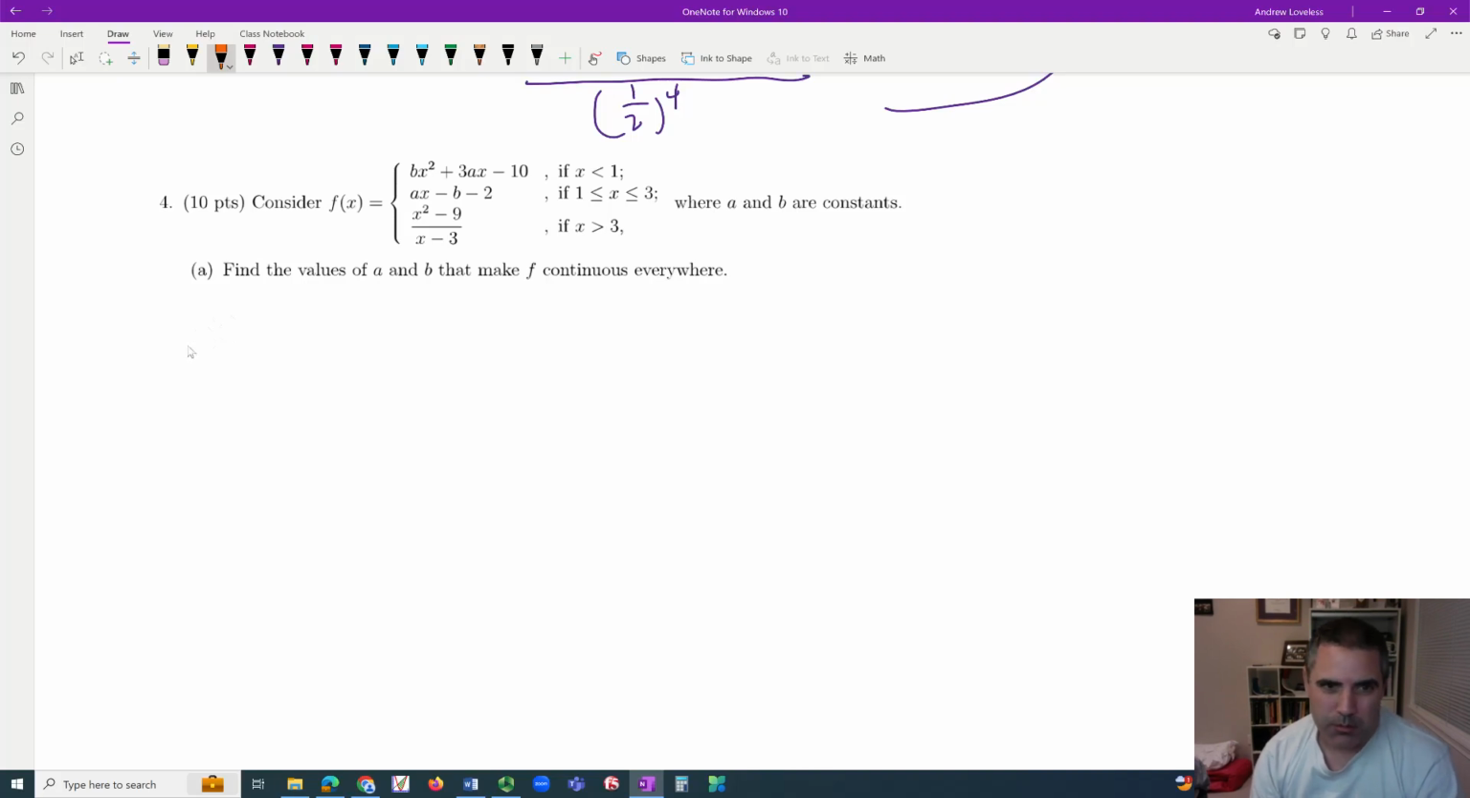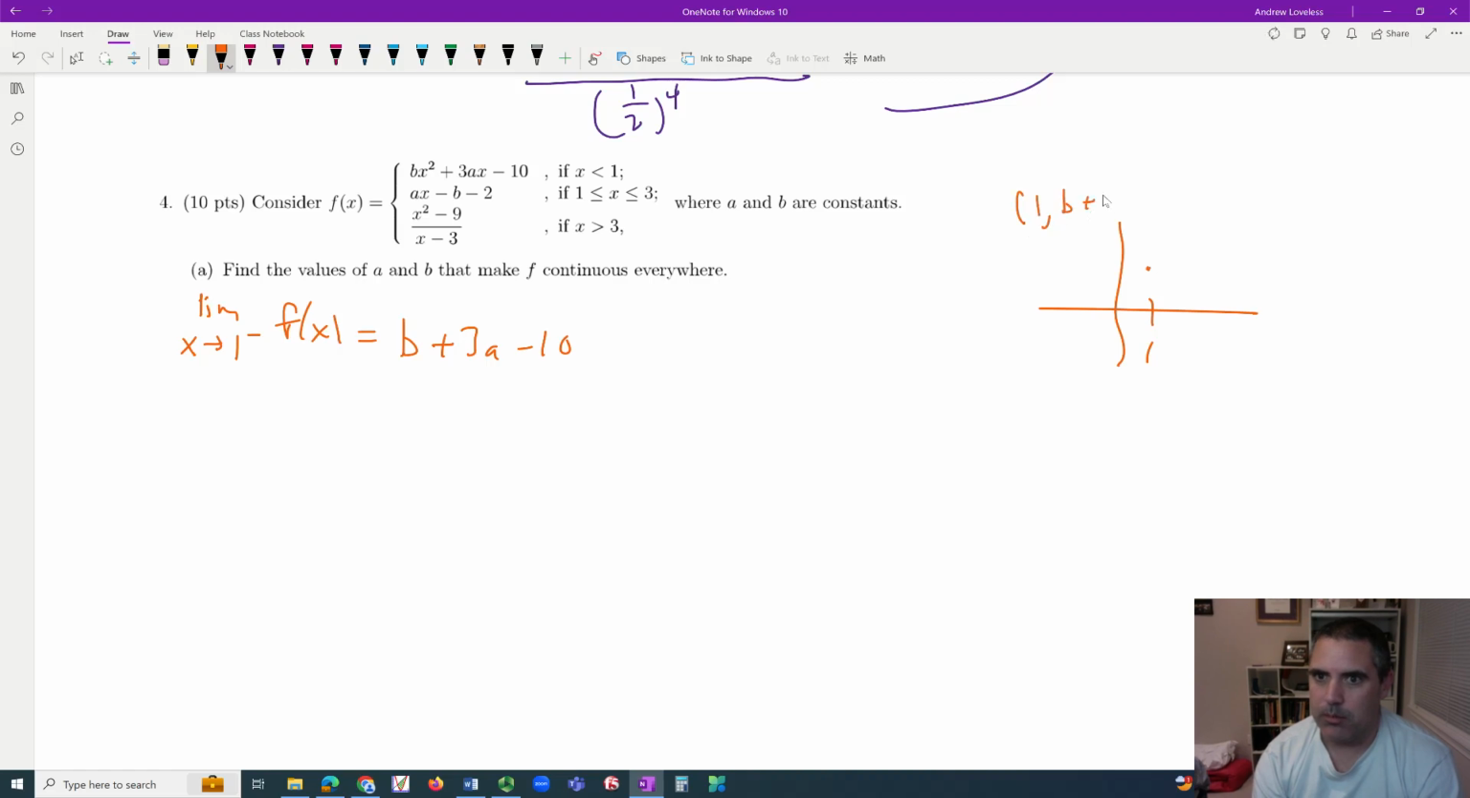Now you can think of it in terms of limits, and we may have to. If I'm being really formal, let's think about what happens when x gets close to 1 from the left. But all I'm really saying is, what happens when I plug in a 1 there? Well, I get b plus 3a minus 10. So if I were graphing this thing and I got close to 1, I know what the point will be. It'll be 1 comma b plus 3a minus 10. And I've got whatever's happening, this function over here.